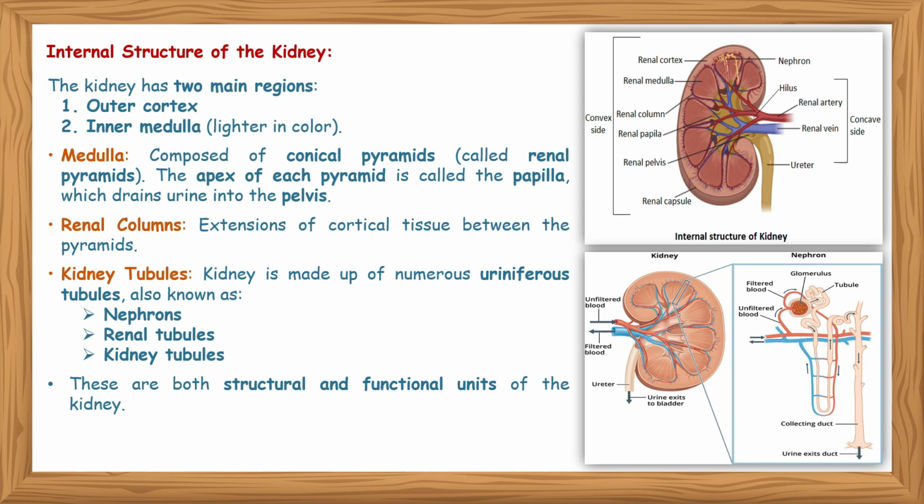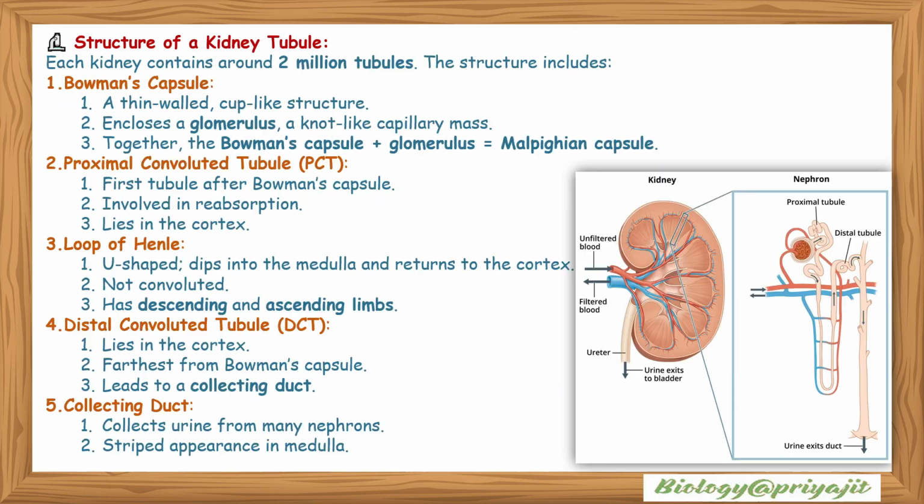Kidney tubules. The kidney is made up of numerous uriniferous tubules, which are also known as nephrons, renal tubules or kidney tubules. Nephrons are basically both the structural and functional unit of the kidney. This is the diagram of a nephron and this is the anatomical location of the nephron within the kidney. This is the outer structure of the kidney. Now you should know the structure of a kidney tubule.